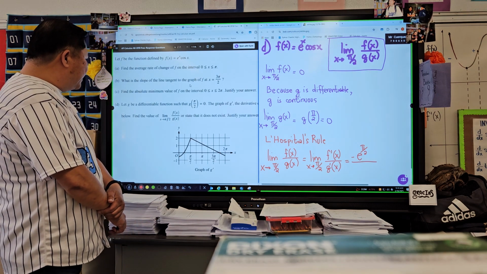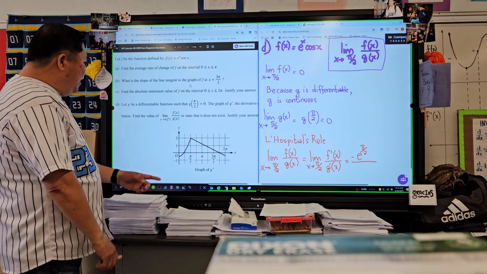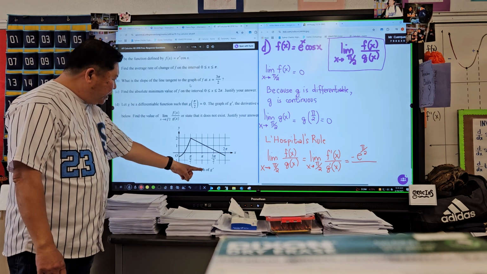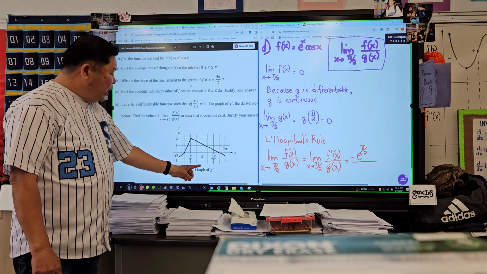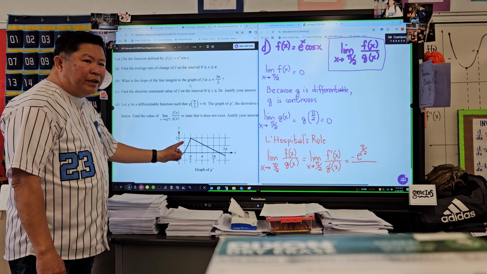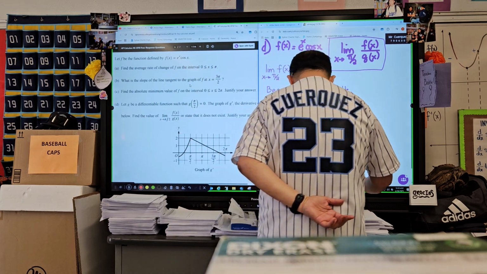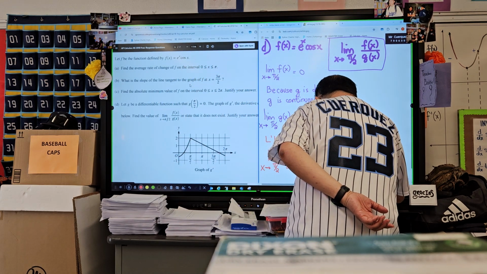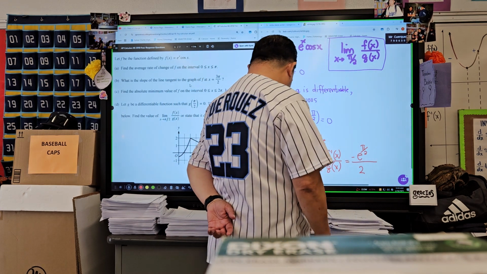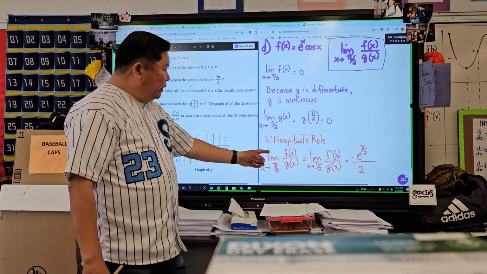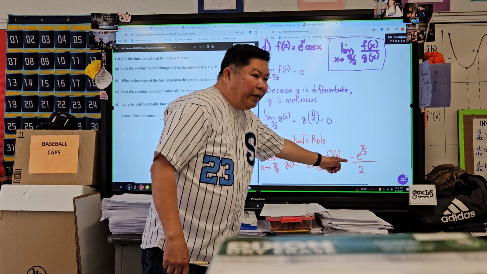And what is g of x? Right here, this is g prime of x. What is g prime of x at pi over 2? It's going to be 2. Is that the answer? Is this clear? Yeah. Very.